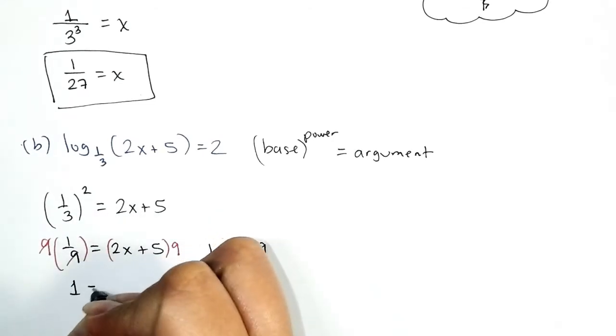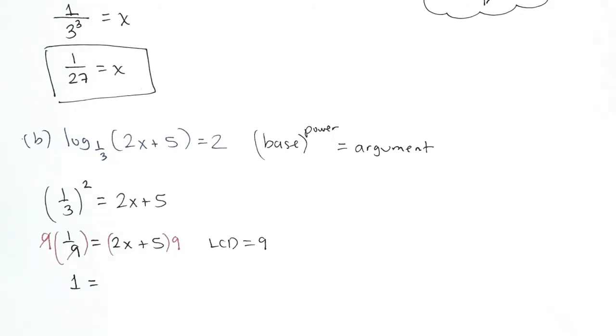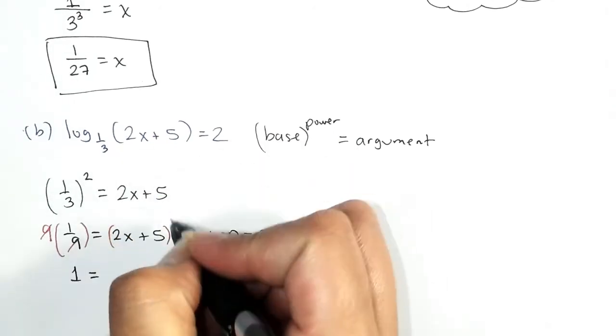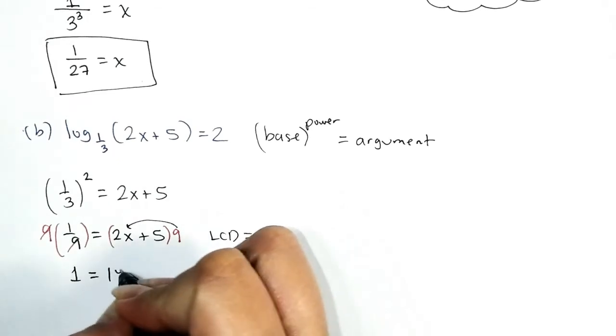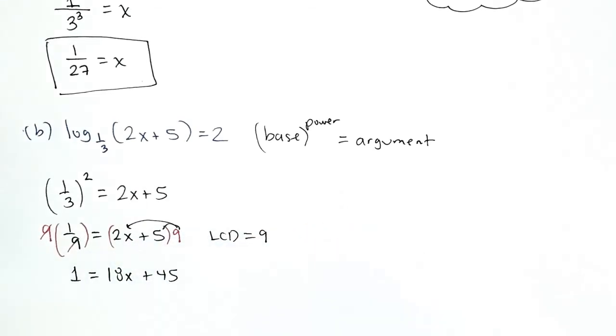And that will give us whatever the product of this sum and that sum gives us. So let's go ahead, take our time, and distribute. Product of 9 and 2x is 18x, and the product of 9 and 5 is 45. Okay, so we have a degree 1 equation, or a linear equation.